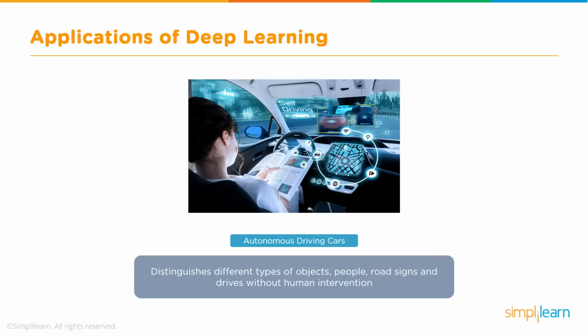The cars are trained to recognize, for example, the road, the lane markings on the road, signals, any objects that are in front, any obstruction, and so on and so forth. So all this involves deep learning. So that's another major application.